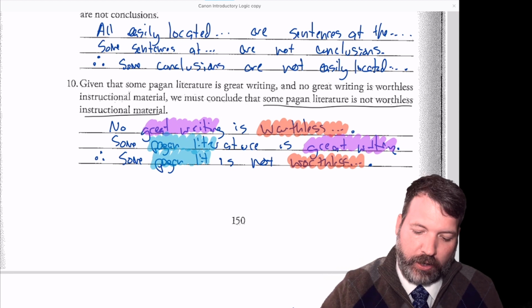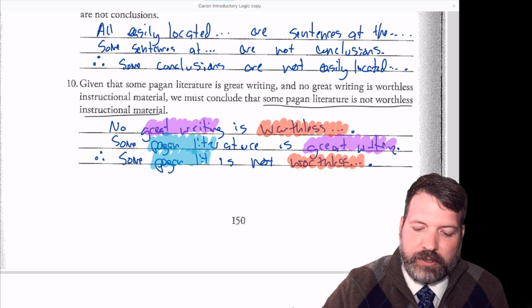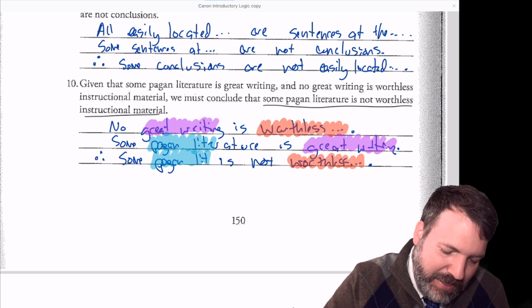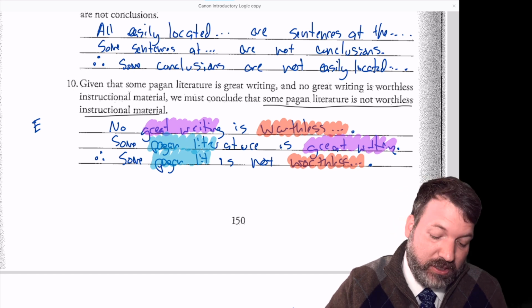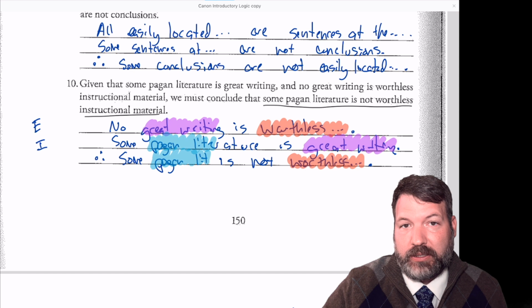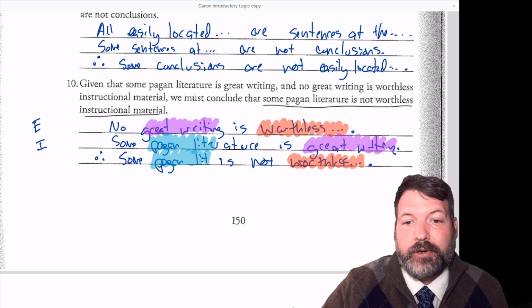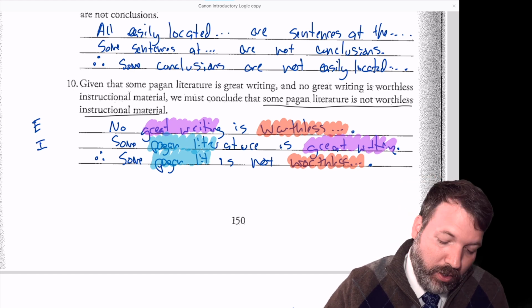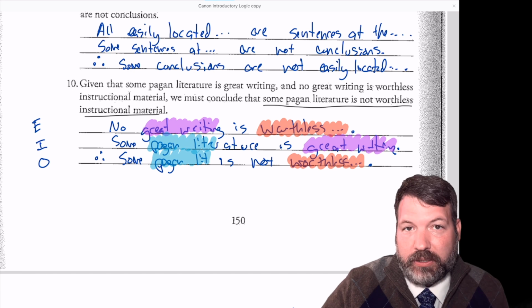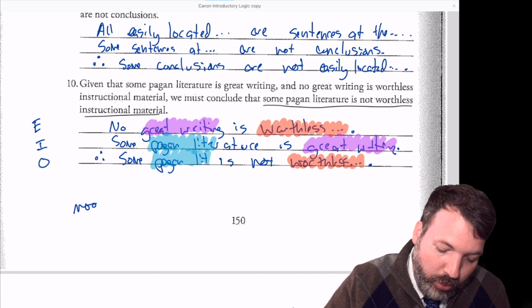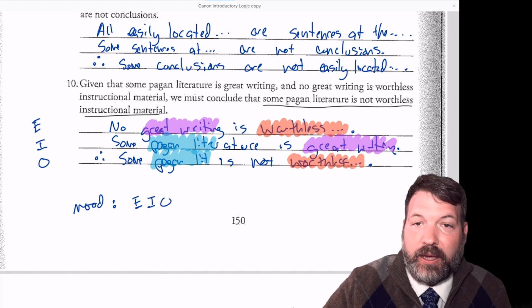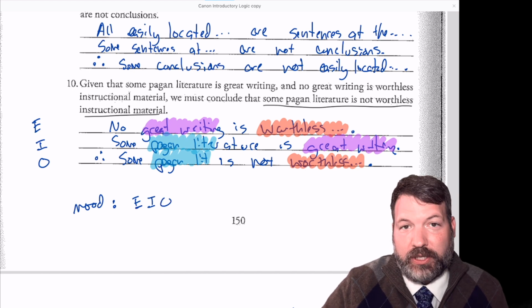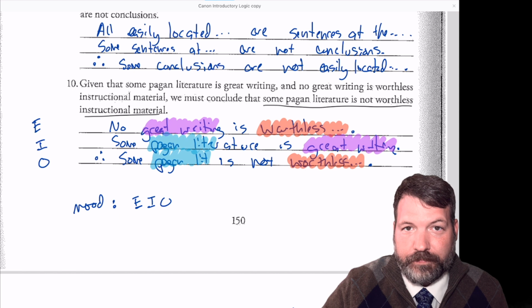Okay, what do you think? "No great writing is worthless." That was an E statement, right? "Some pagan literature is great writing." That was an I statement. "Some pagan literature is not worthless." That was an O statement. And so the mood of this syllogism is E, I, O. And that's all we mean when we talk about the mood of a syllogism.